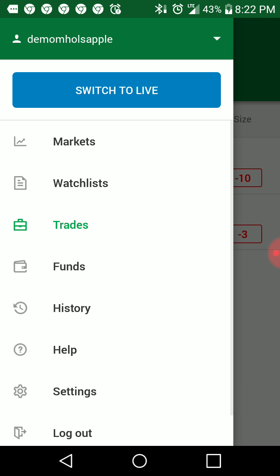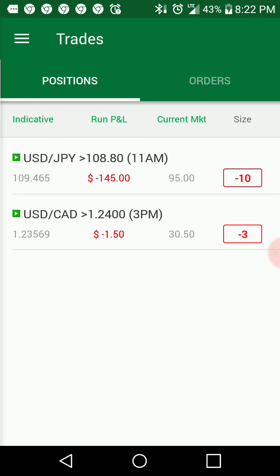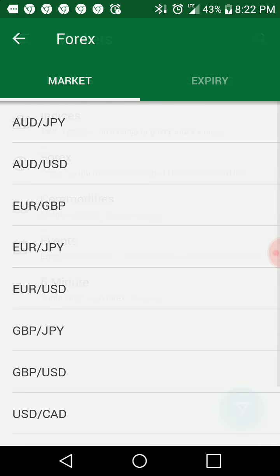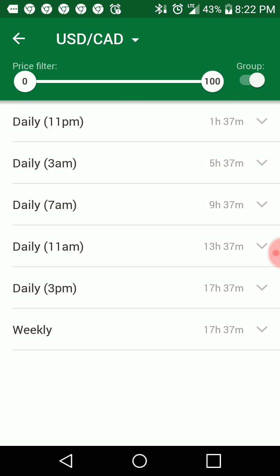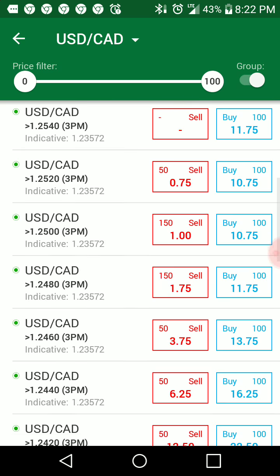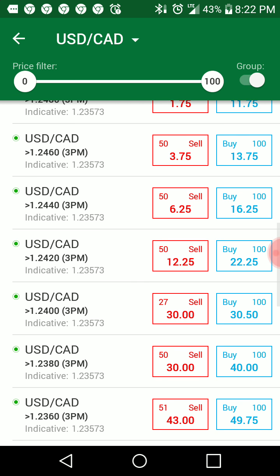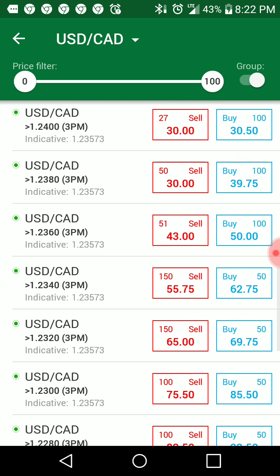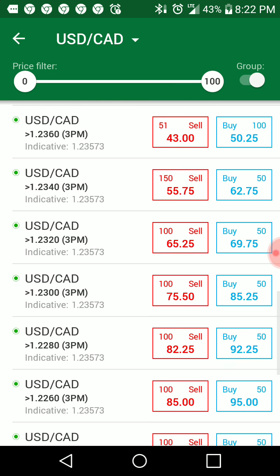So now back over here to markets, Forex, dollar calendar, 3 p.m. tomorrow. We're going to be looking at the buy side this time. All right.